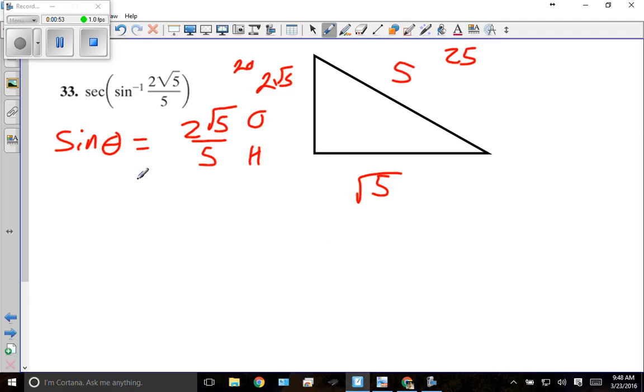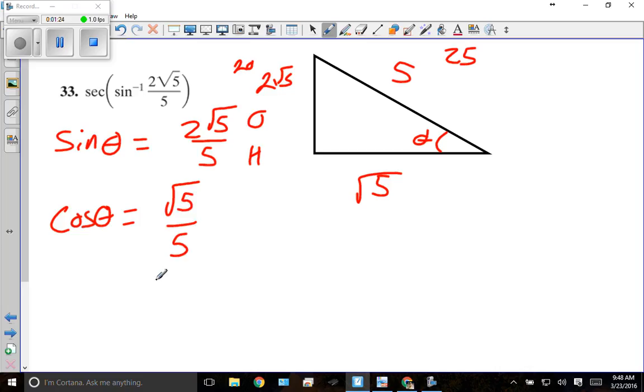So we got cosine, or actually, no, we got secant here. Secant is the inverse of cosine. So if we can find out what cosine is going to be, cosine of theta is then going to be equal to adjacent over hypotenuse. Again, there's our theta. So we've got square root of 5 over 5.